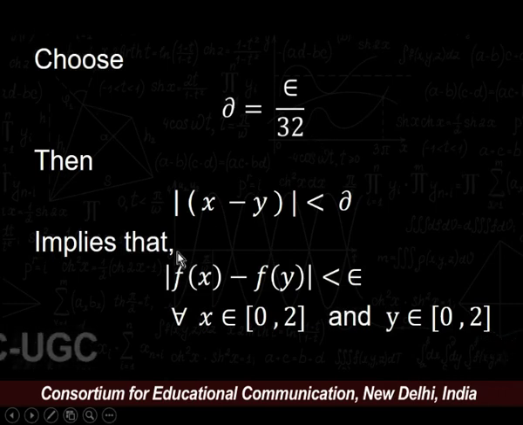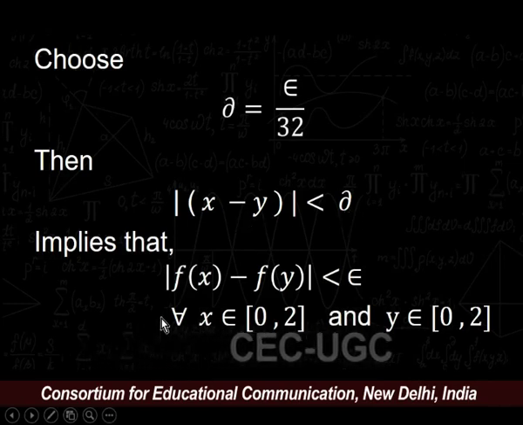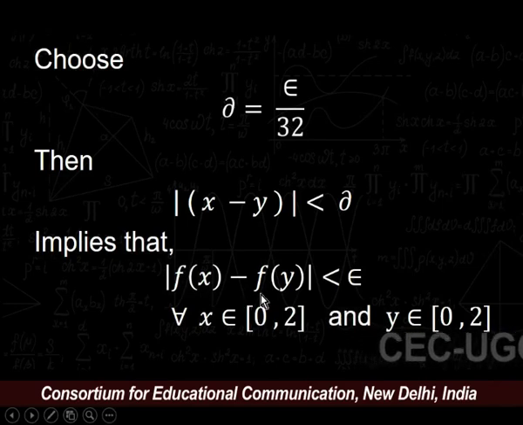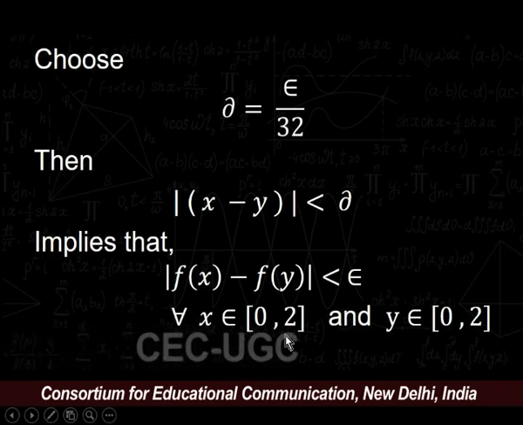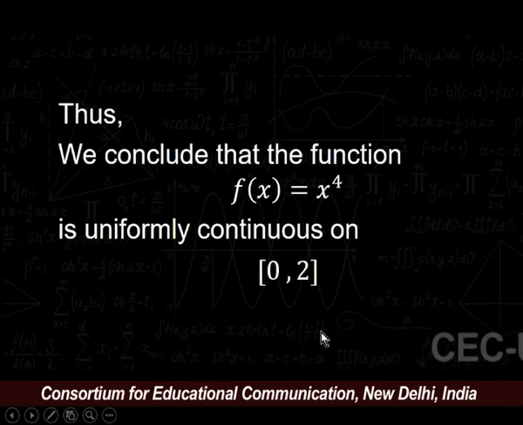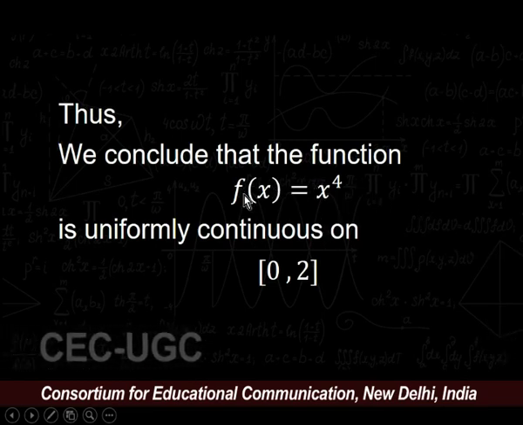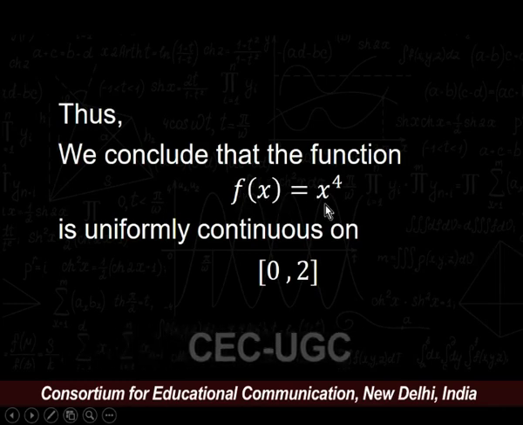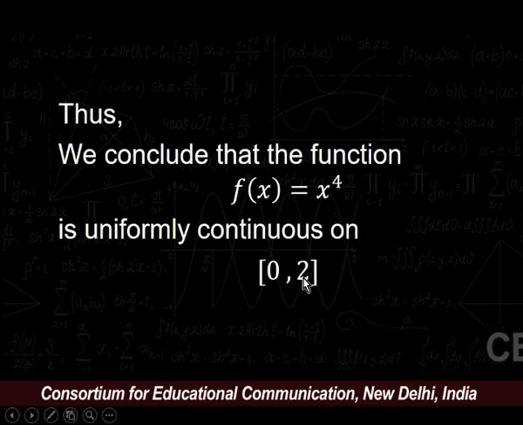So, we are choosing delta = epsilon/32. Then for |x - y| < delta, we have |f(x) - f(y)| < epsilon for every x belonging to the closed interval [0, 2] and for every y belonging to the closed interval [0, 2]. Thus, we conclude that the function f(x) = x^4 is a uniformly continuous function on the closed interval [0, 2].